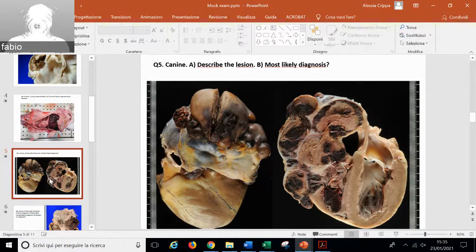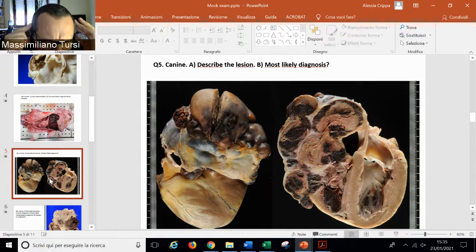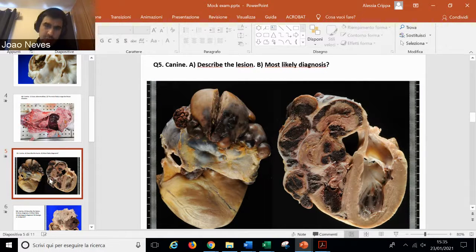Other question? Yes, Massimiliano. I think this one was easy in terms of identifying the mass, and then realizing that the mass is obliterating the right atrial cavity and eventually going to the right ventricle as well. But how to describe it, because in the exam we get points mostly from the description. In this case I tried to describe the mass itself, and I said it was a solid mass with a heterogeneous appearance, with some discoloration in some areas of the mass, externally.